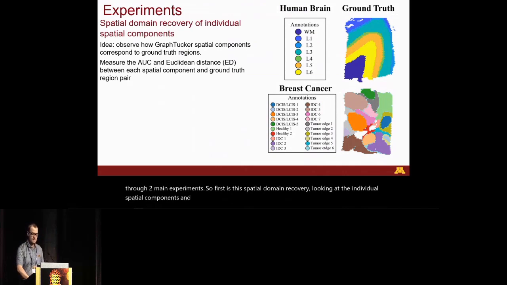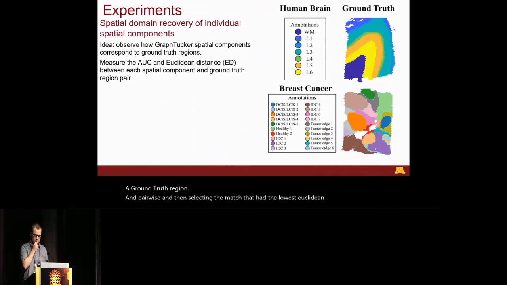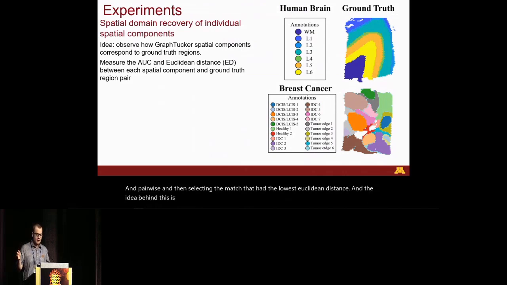And so we did this by measuring the AUC and the Euclidean distance between each spatial component and a ground truth region, pairwise, and then selecting the match that had the lowest Euclidean distance. And the idea behind this is that we want to find the spatial component that does some sort of best thresholding and is a best representation of the region that we're looking for.